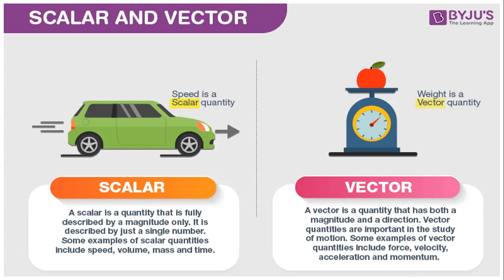Now we have weight, which is a vector quantity. A vector quantity is basically a quantity that has both a magnitude and a direction. Vector quantities are important in the study of motion. Some examples of your vector quantities include your force, velocity, acceleration, and momentum. Can you think of any other scalar quantity or any other vector quantity? Think about them as we go along, all right?